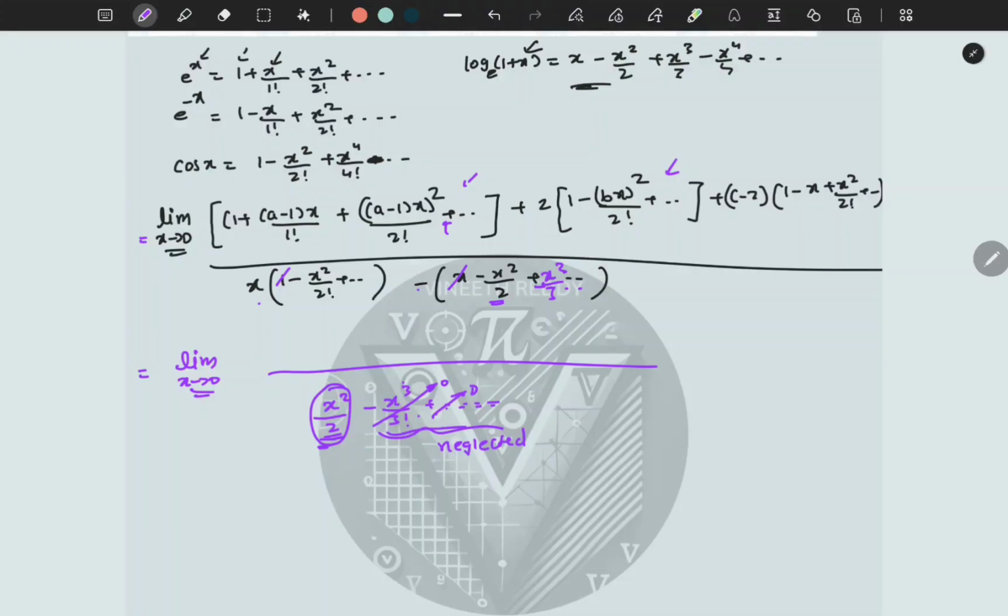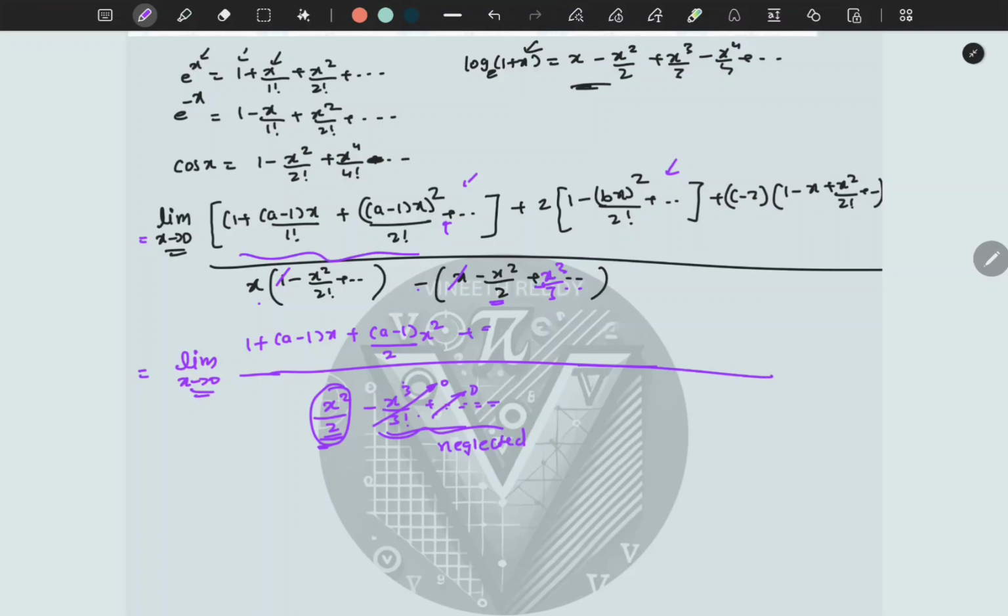So these terms can be neglected. That means in the numerator also we will be neglecting powers of x which are greater than 2. That means x cube and so on we will be neglecting. I hope you understood this, right? So the numerator becomes 1 plus (a minus 1) into x plus ((a minus 1) divided by 2) into x square. That's it from this part.